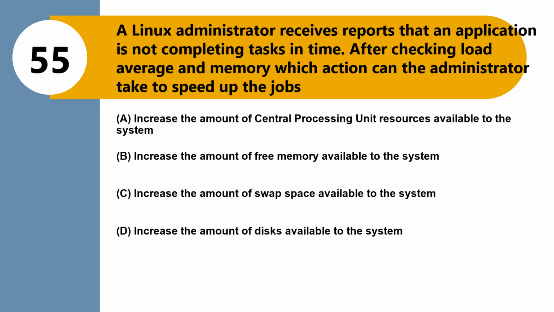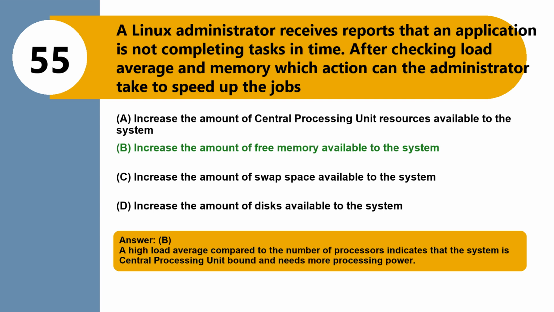Question 55. A Linux administrator receives reports that an application is not completing tasks in time. After checking load average and memory, which action can the administrator take to speed up the jobs? Option A, increase the amount of central processing unit resources available to the system. Option B, increase the amount of free memory available to the system. Option C, increase the amount of swap space available to the system. Option D, increase the amount of disks available to the system. The correct answer is option B, increase the amount of free memory available to the system. A high load average compared to the number of processors indicates that the system is central processing unit bound and needs more processing power.